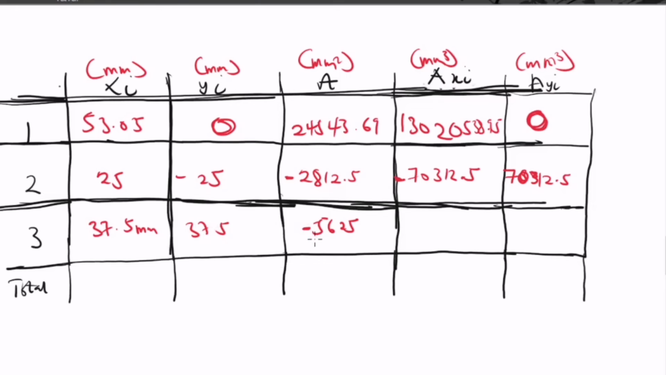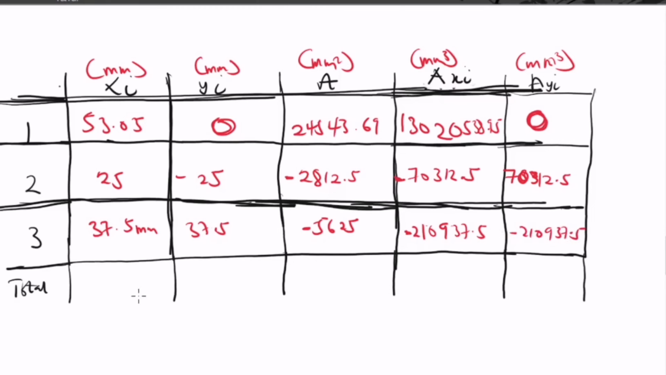Where we multiply, we are going to have the Ax to be the same as the Ay, because they are all the same. So the answer will be multiplying this by 37.5. We are going to get negative 210,937.5.